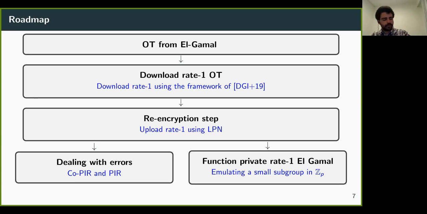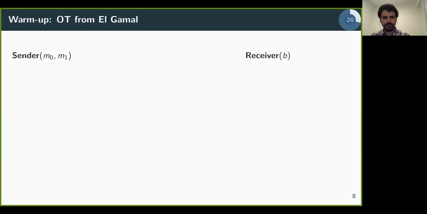Okay, so to solve this problem, we show how to emulate small subgroups in ZP. But we'll get into each of these steps in more detail. So let's start with the simple OT from Elgamal.